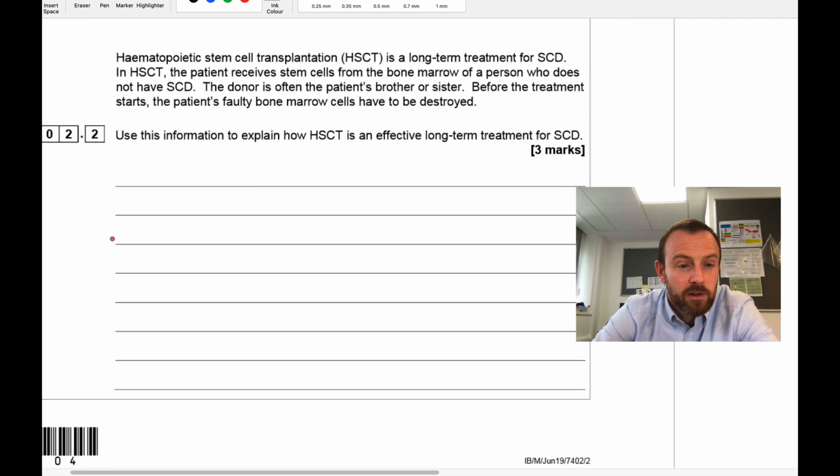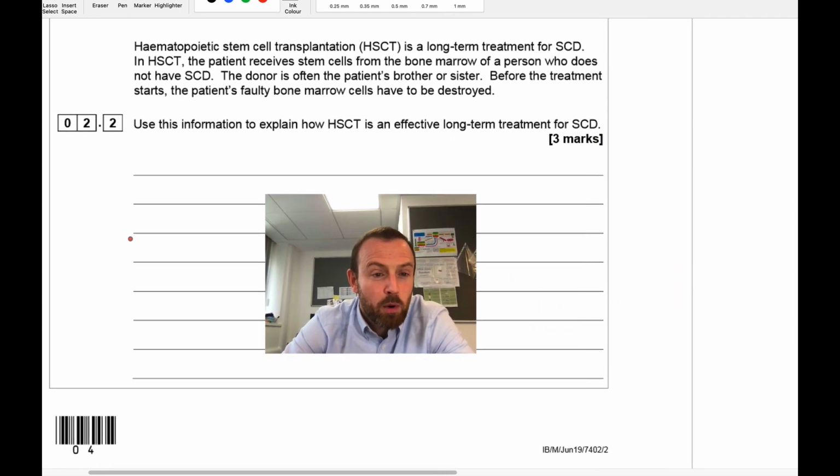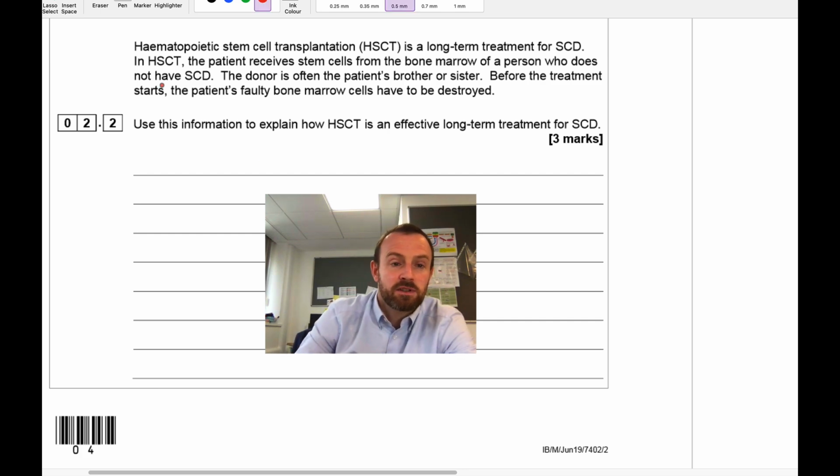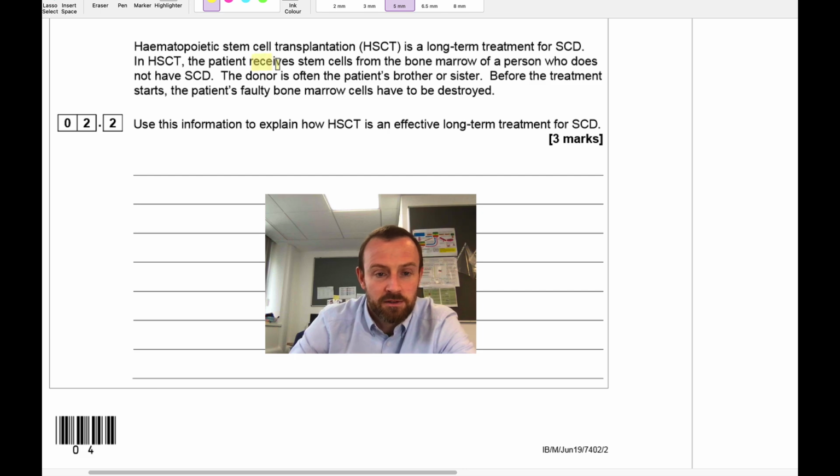Okay, here's a fun word to say. Hematopoietic. Hematopoietic stem cell transplantation, HSCT, is a long-term treatment for sickle cell disease. In HSCT, the patient receives stem cells, let's look at this, receives stem cells from the bone marrow of a person who does not have SCD. So remember, SCD is a genetic disease, so the stem cells coming from a person who doesn't have it don't have that faulty gene, don't have that sickle cell hemoglobin gene.